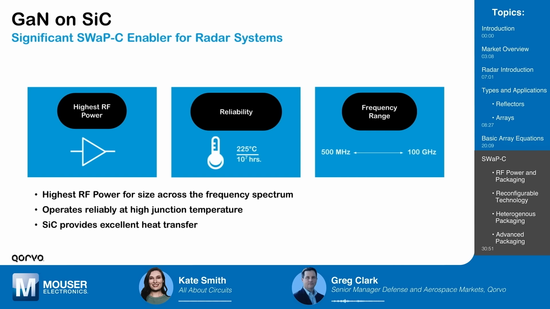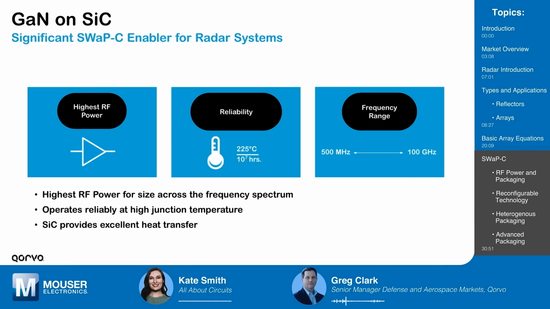And it operates reliably at high junction temperatures. So 10 to the 7th hours MTTF with a channel temperature of 225 degrees C. And then I've already mentioned the frequency range. We have operational capability in our designs from 500 megahertz through 100 gigahertz.